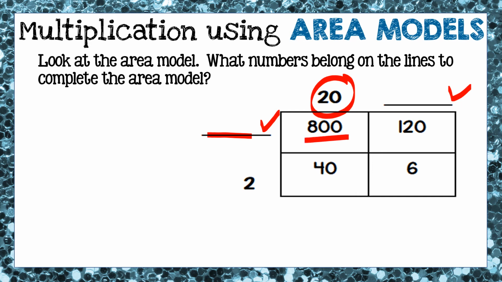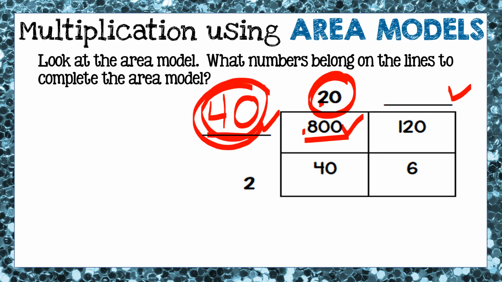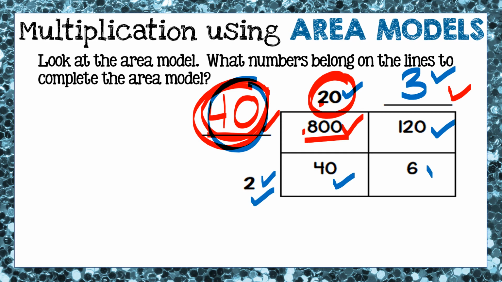Well, I know that 2 times 4 gives me 8. I'm going to add a 0 to 40 because it is reasonable for 20 times 40 to give me 800. And if this number is 40, then I know I'm going to multiply 40 by 3 to get 120. Let me check the rest. 20 times 2 is 40, that's correct, and 3 times 2 is 6.